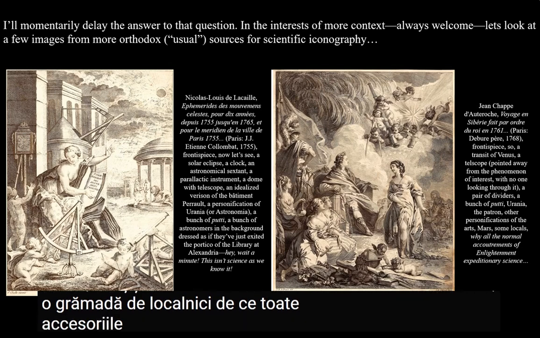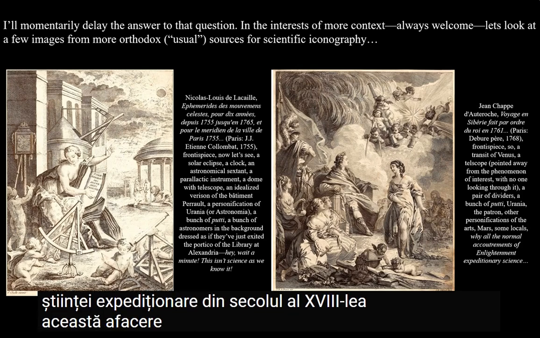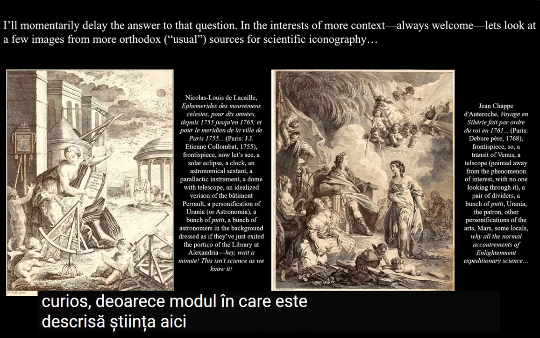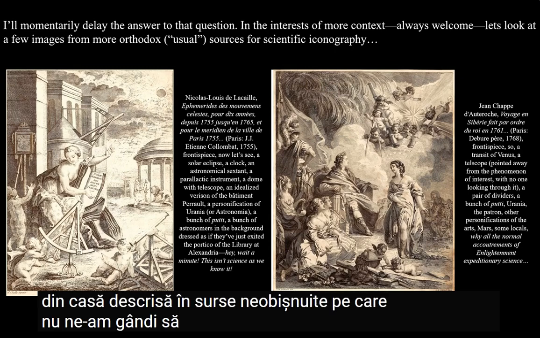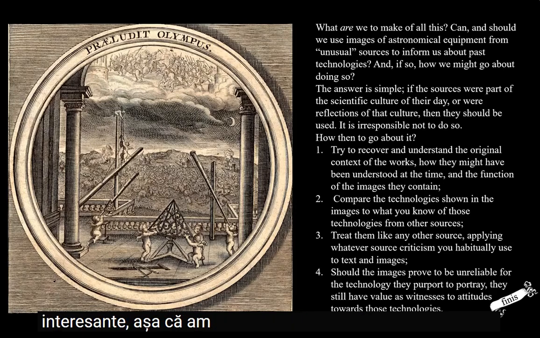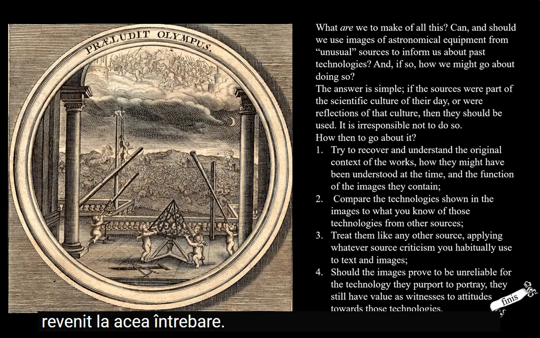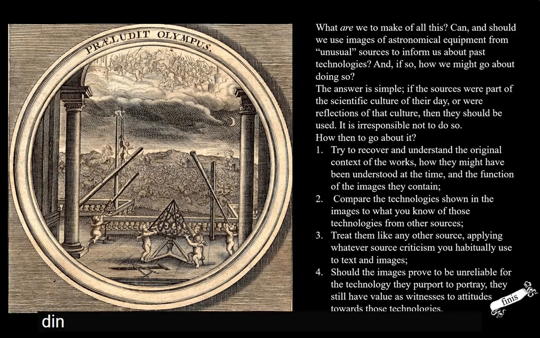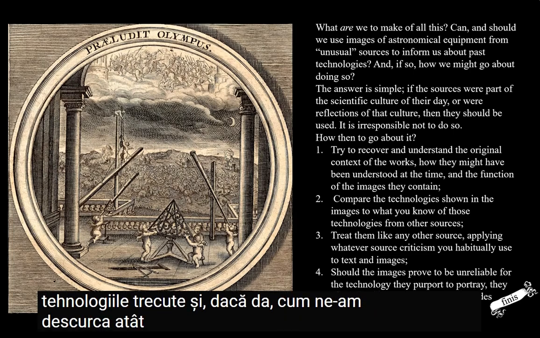Why all the normal accoutrements of 18th century expeditionary science? This whole business is rather curious, because the way the science is depicted here isn't all that different from how it's depicted in unusual sources we wouldn't think to look at. Yet these are depictions from sources we would look at. Interesting. So I return to that question. What are we to make of all this? Can and should we use images of astronomical equipment from unusual sources to inform us about past technologies? And if so, how might we go about doing so?